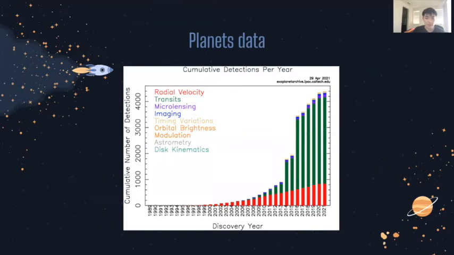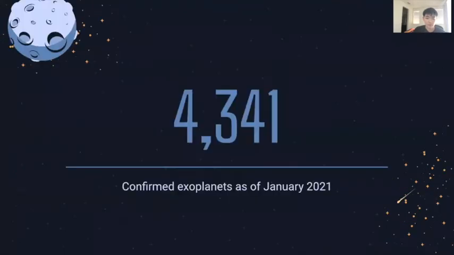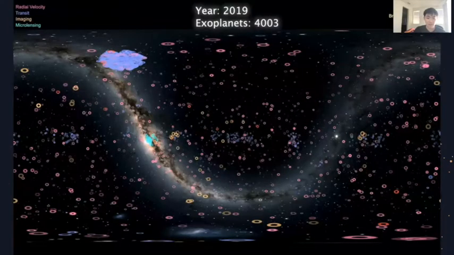Here is the number of detections of exoplanets over the years from NASA's exoplanet archives depicted in a graph. As of January 2021, we've already discovered 4,341 exoplanets, so quite a lot. And here is also a nice picture from 2019 of all of the exoplanets mapped in the night sky. It's color-coded by discovery method with the legend in the top left and right corners. And this is also from NASA data, and it's also an artist's conception.